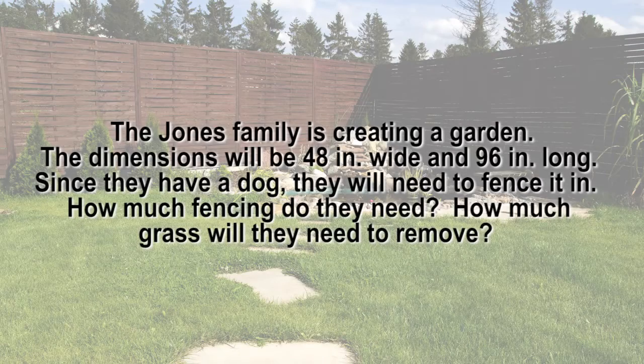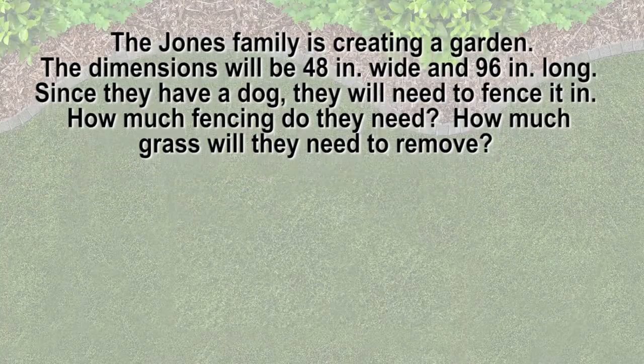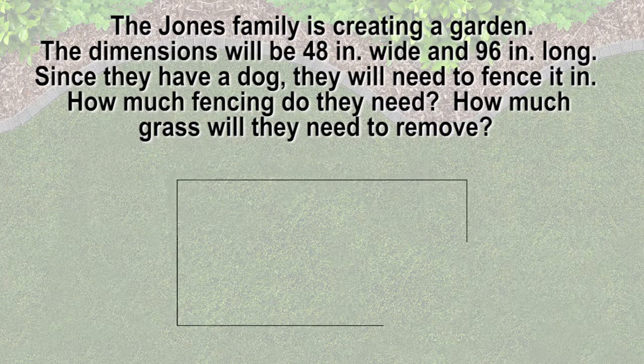The Jones family is creating a garden. The dimensions will be 48 inches wide and 96 inches long. Since they have a dog, they will need to fence it in. How much fencing do they need? Also, how much grass will they need to remove? We have 2 problems to figure out. Let's draw and label a picture to help us.